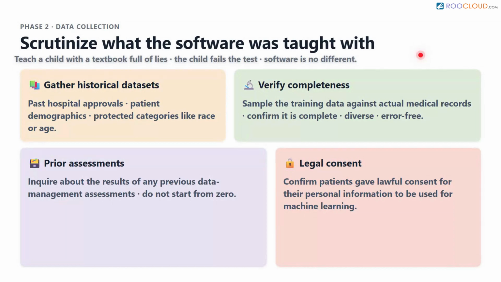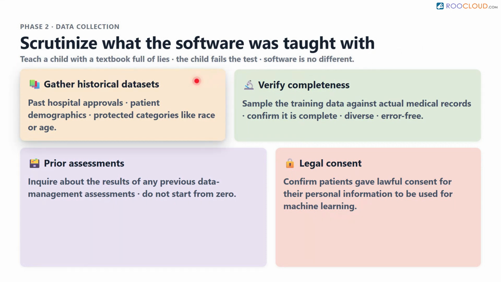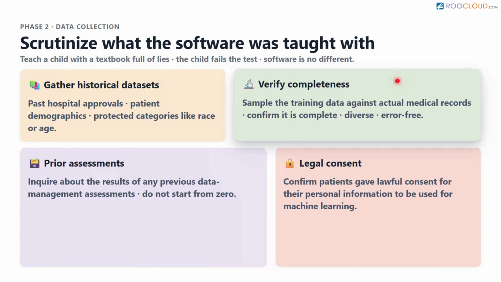Before we test the software, we must scrutinize the information it was taught with. If you teach a child using a textbook full of lies, the child will fail the test. The exact same logic applies to software. We gather the historical datasets used for training, such as past hospital approvals, patient demographics, and protected categories like race or age. We verify this information is complete, diverse, and error-free by comparing a sample against actual medical records.